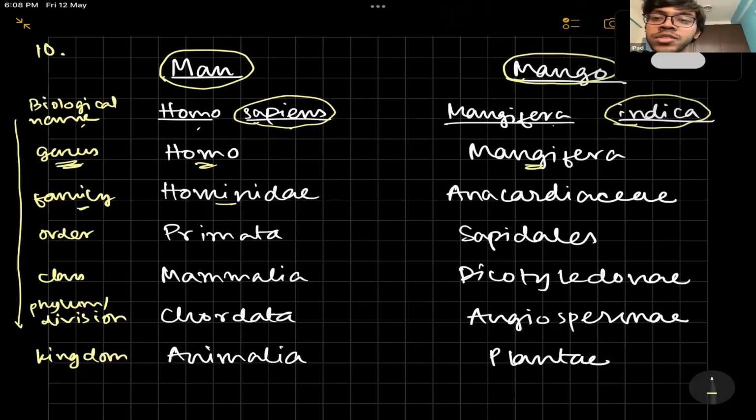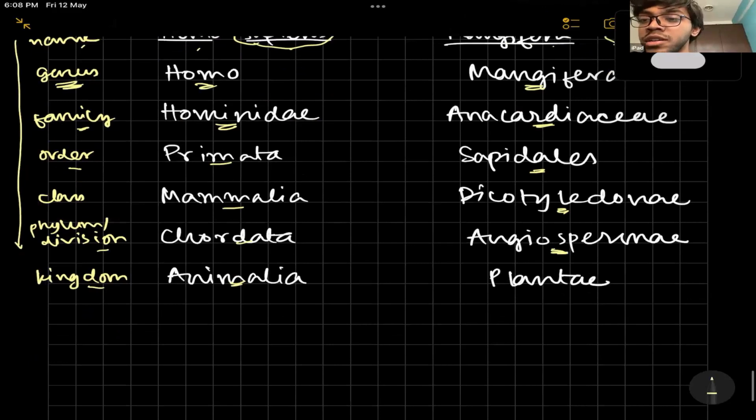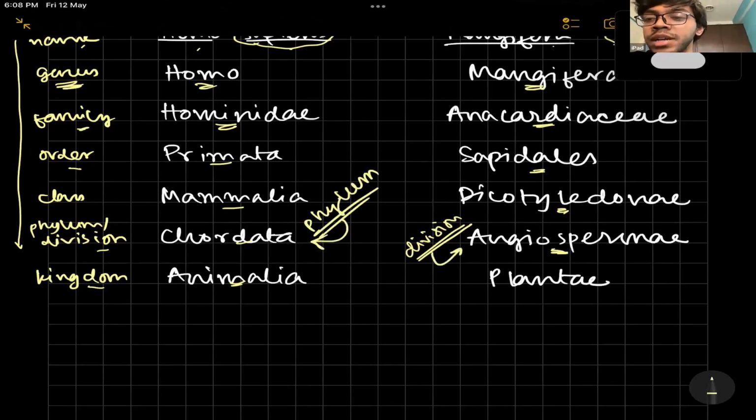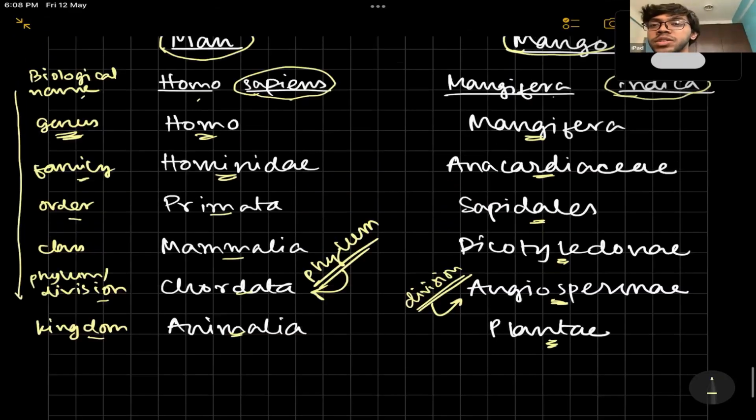Family of human is Hominidae. Order is Primates. Class is Mammalia. Phylum is Chordata, and kingdom is Animalia. And for mango, similarly, the family will be Anacardiaceae, order would be Sapindales, class will be Dicotyledoneae, and division would be Angiospermae. Now notice that I said phylum for animal and division for plant. So you have to remember this thing. And kingdom, Plantae.